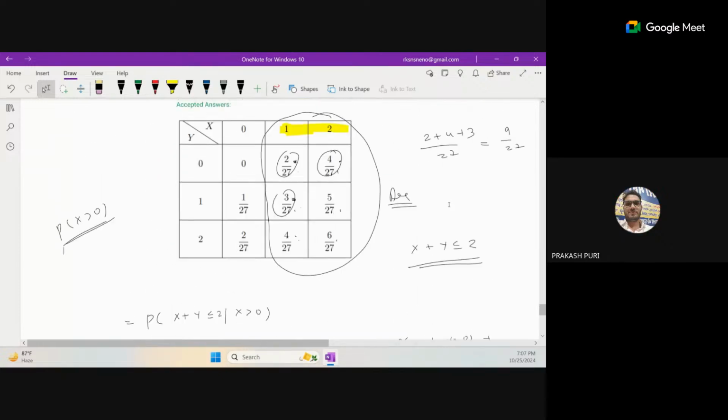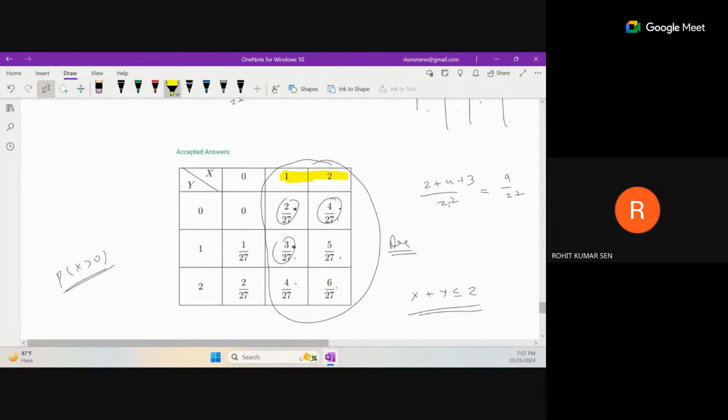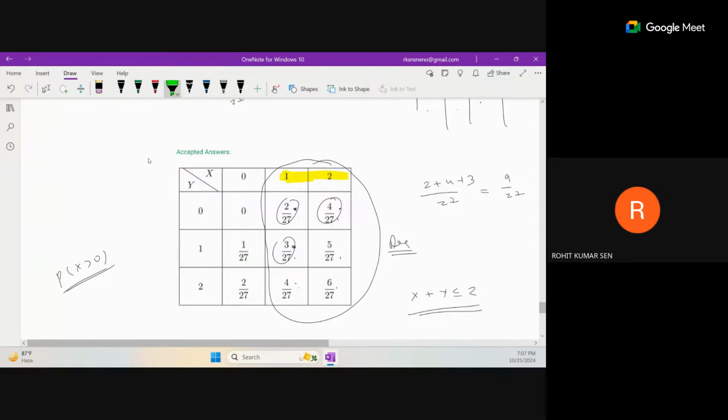Yeah, clear. Could you please scroll above and point those x greater than 0 which you marked in the table? Yeah, I will mark. See the green. See, x is 1, which is greater than 0. x is 2 here, which is greater than 0.